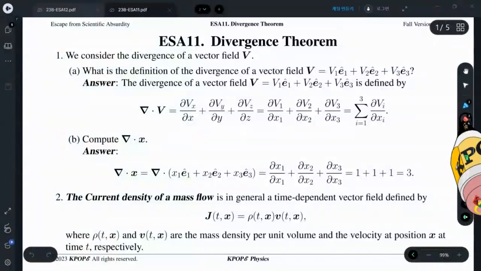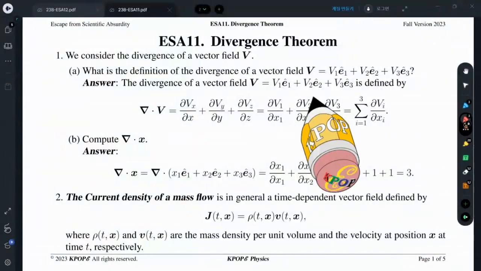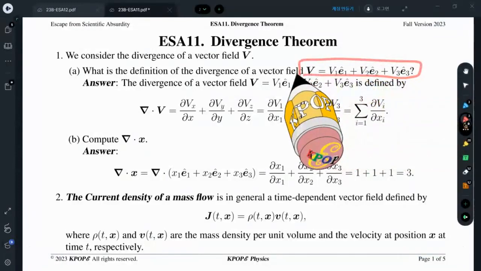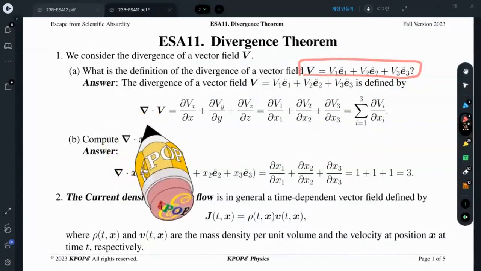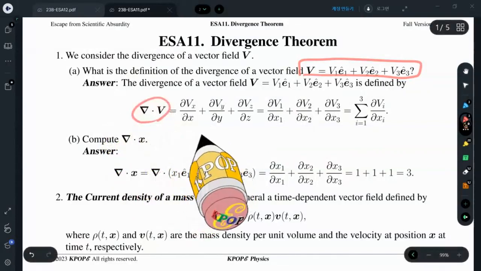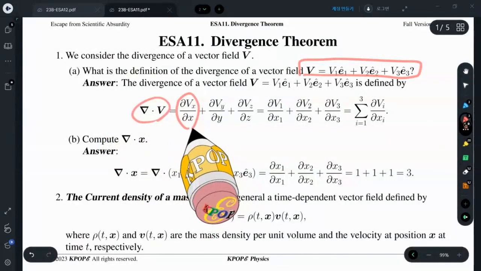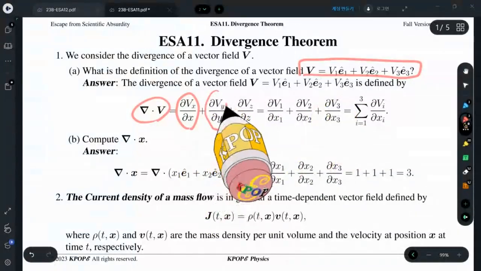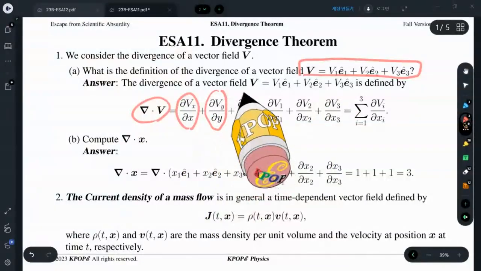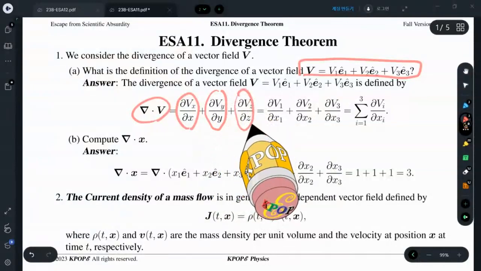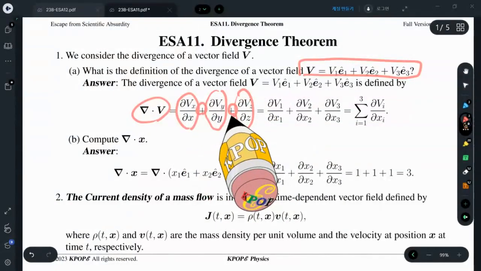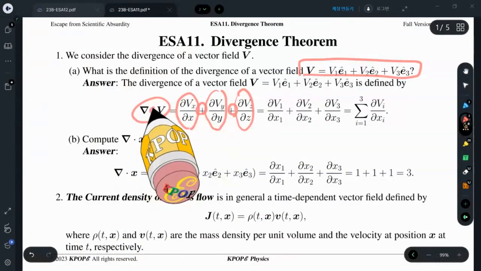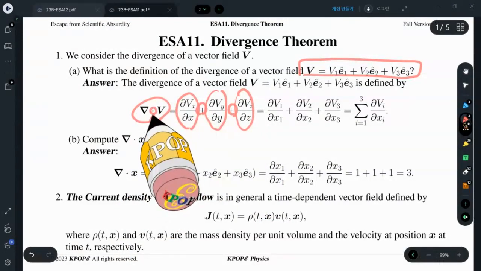We study the divergence theorem. The vector field is given in here. The definition of divergence is the partial derivative of the x component with respect to x, the y component with respect to y, and the z component with respect to z, and add them all. That's it. So there is a scalar product.